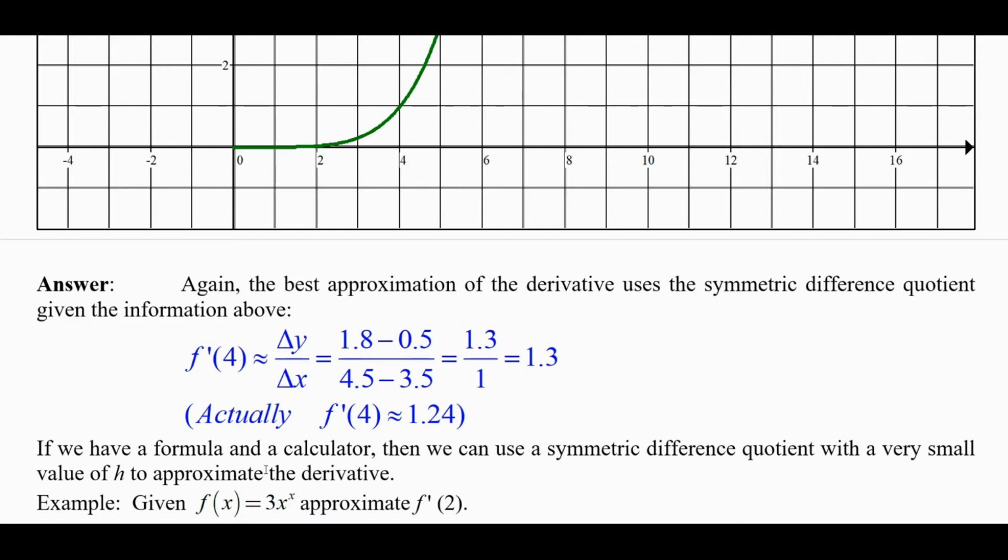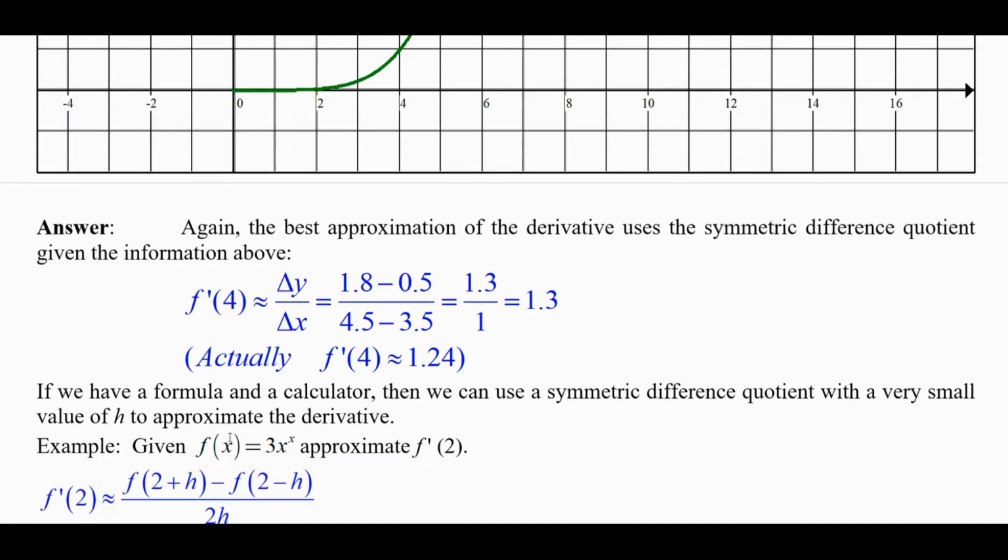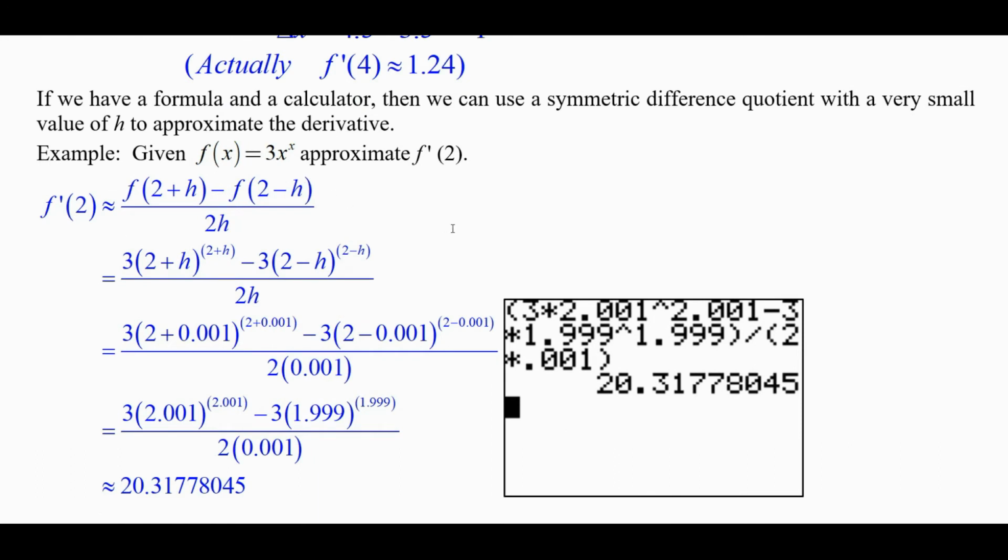If we have a formula and a calculator, then we can use a symmetric difference quotient with a very small h. We're not limited to something that we can easily measure on a graph or look at in a table. We can put in something really small. For example, if we have f of x equals 3 times x to the x power, and we want to approximate f prime at 2, we can do f of 2 plus h minus f of 2 minus h over 2h, a symmetric difference quotient, making sure we use a small h. So the formula is 3 times (2 plus h) to the 2 plus h power, minus 3 times (2 minus h) to the 2 minus h power, over 2h.